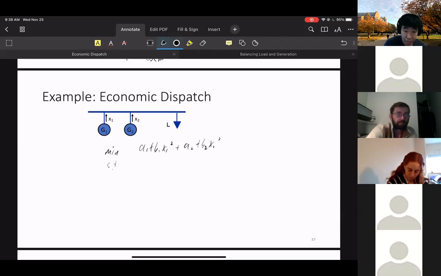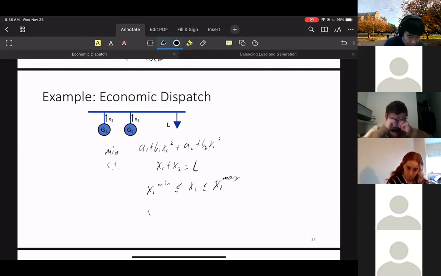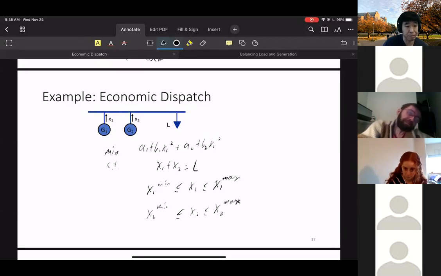subject to this load balance equation, the equation we had before, but you also have upper and lower bounds, because every generator has a minimum and maximum output level.